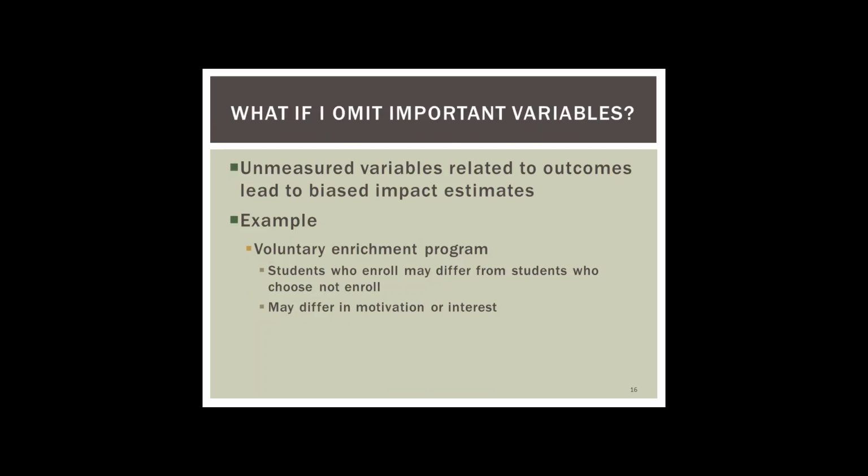One of the questions that I'm often asked is, what happens if I omit an important variable from my matching? Or what if I cannot observe one of these variables that I know is important? Because you're probably not going to be able to measure everything that you think is important. And unfortunately, if we do that, it can lead to biased impact estimates.